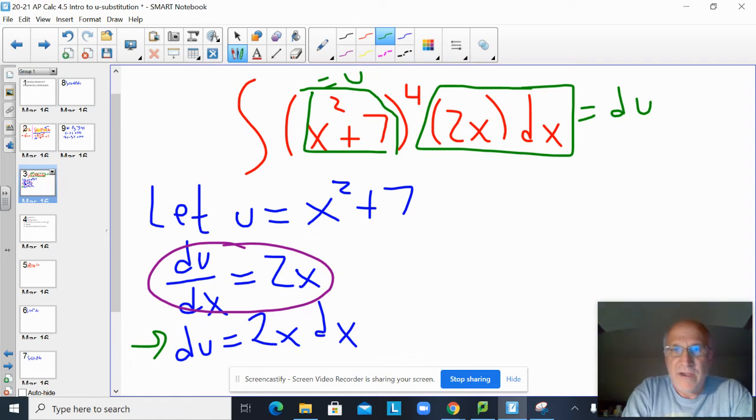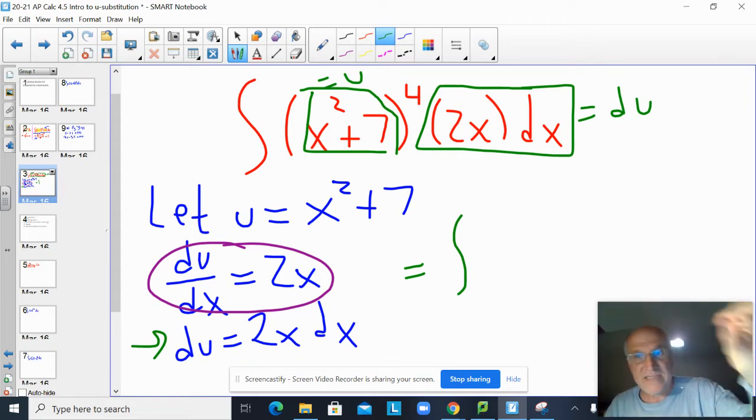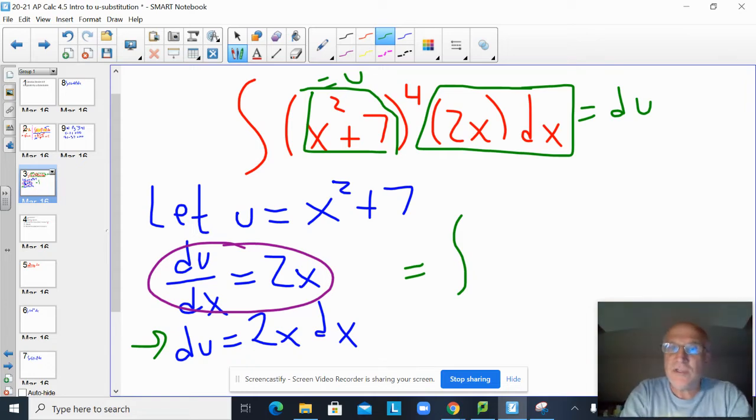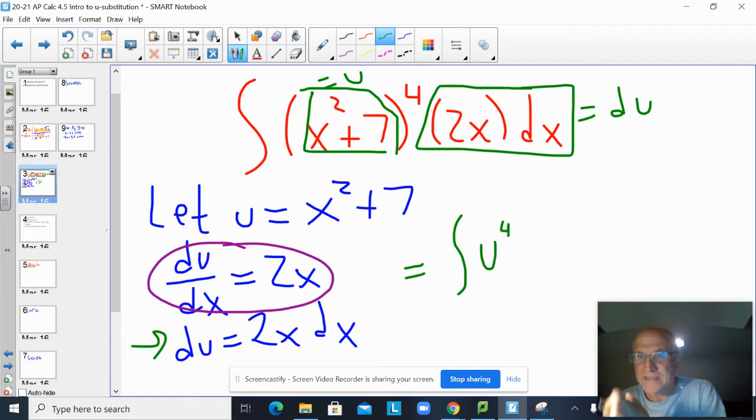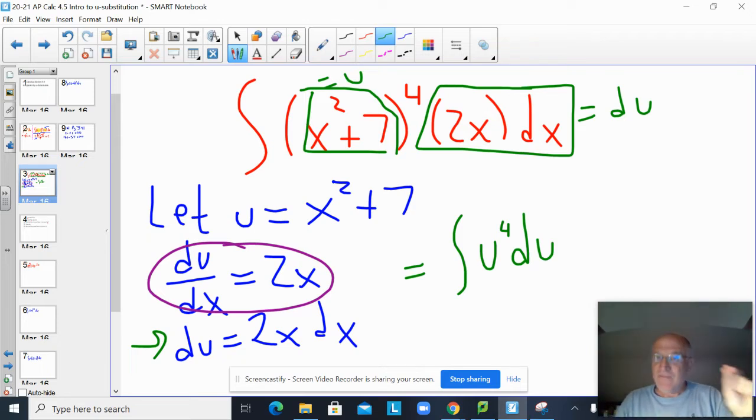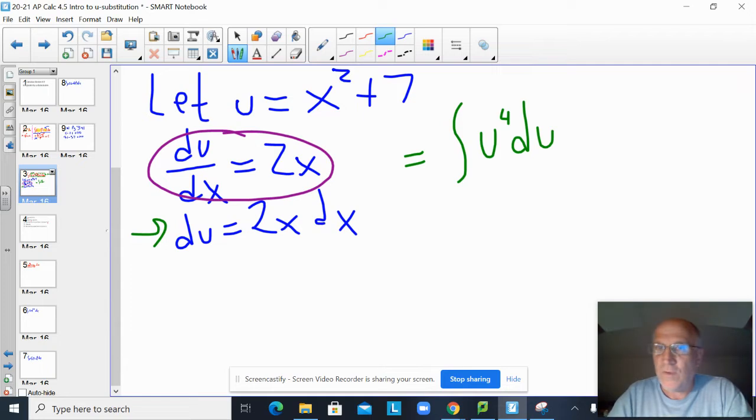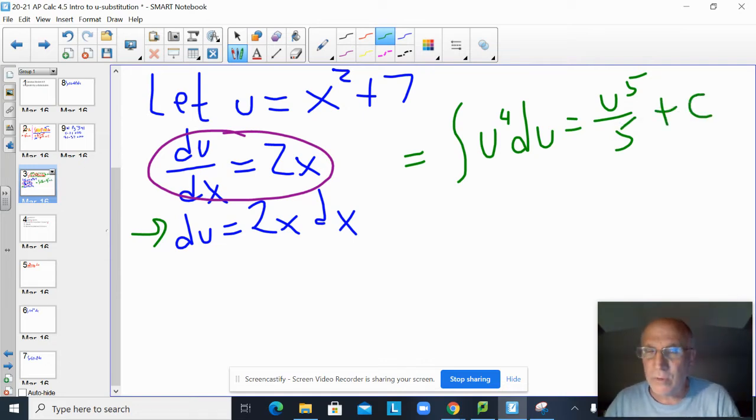So what is this? I'll keep going in green here. I'm going to rewrite this integral as the integral of, instead of x squared plus 7 to the 4th, it is now u to the 4th. And then instead of times 2x dx, that all became du. Look what I've done there. I rewrote the function in terms of u. And if you do that correctly, you will end up with an antiderivative that you know how to take. I know how to take the integral of u to the 4th du. It is, in fact, just u to the 5th over 5 plus c. That's a fairly simple power rule.